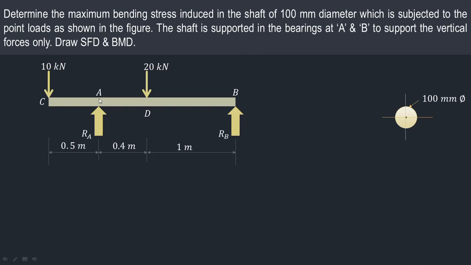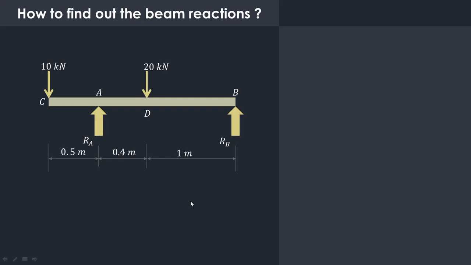So here at A and B, the shaft is supported and it supports only the vertical forces. So these are the vertical forces which are acting, 10 kilonewton and 20 kilonewton. So to support this downward acting force, the reaction will act in the upward direction. The first step is to calculate the value of these beam reactions RA and RB.